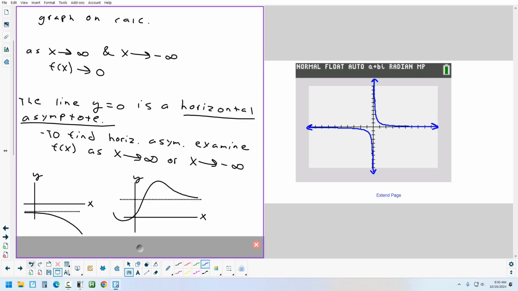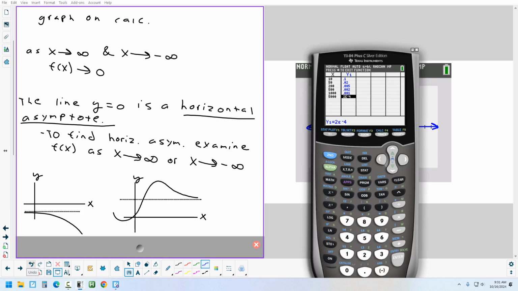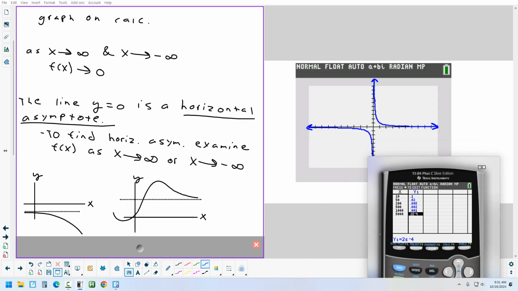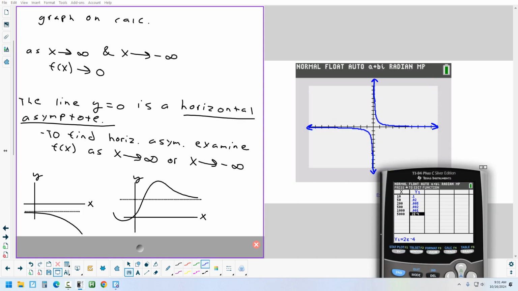So to find a horizontal asymptote, you examine what happens to y as x gets bigger and bigger in the positive direction and the negative direction. In this case, the same thing happens. As x heads in the positive direction, y gets close to 0. As x heads in the negative direction, y gets close to 0. It's not always the same, but in this one, it is.